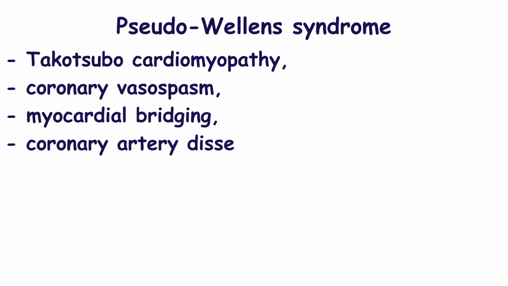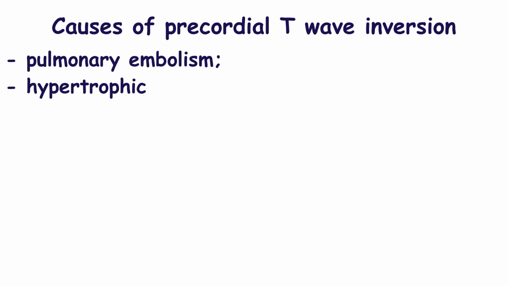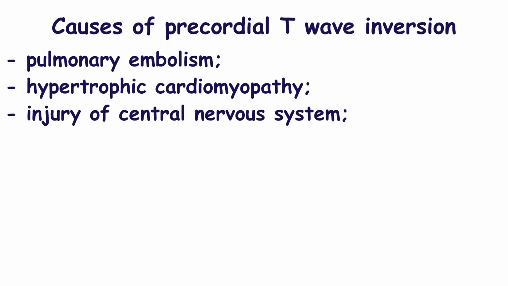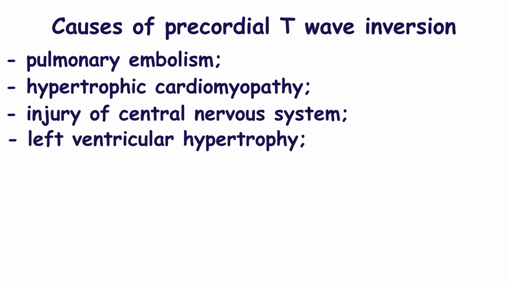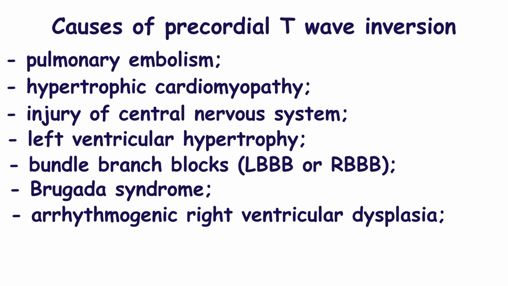Besides atherosclerosis of coronary arteries, the ECG pattern of Wellens syndrome presents in the following cases: Takotsubo cardiomyopathy, coronary vasospasm, myocardial bridging, and coronary artery dissection. In these cases, the term pseudo-Wellens syndrome is used. Also, precordial T wave inversion occurs in the case of pulmonary embolism, hypertrophic cardiomyopathy, central nervous system injury, left ventricular hypertrophy, bundle branch block, Brugada syndrome, and arrhythmogenic right ventricular dysplasia.